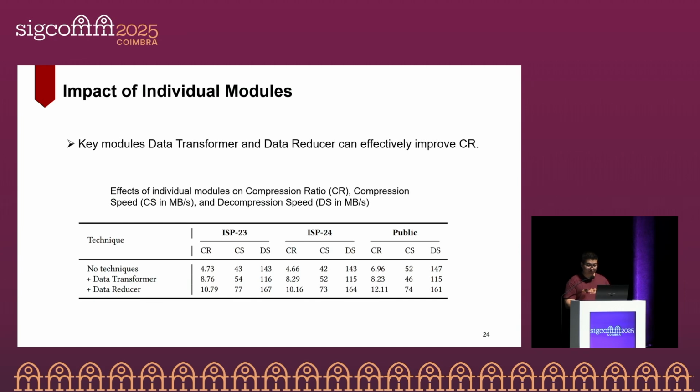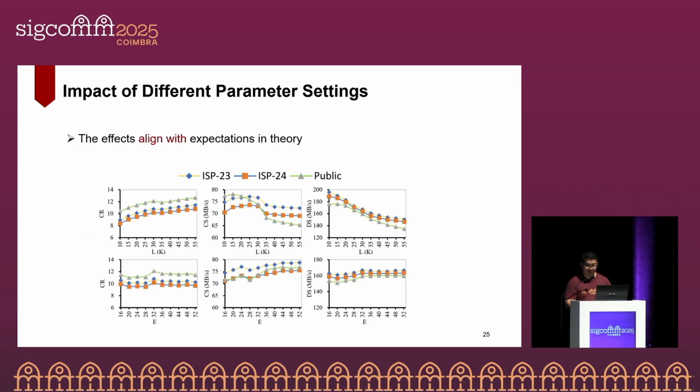To evaluate how effective each module is, we added them one by one and recorded the results in the table. As you can see, every module improves the compression ratio across all datasets, showing they all help. However, the data transformer boosts compression at the cost of slower decompression, mainly because sorting takes extra time.